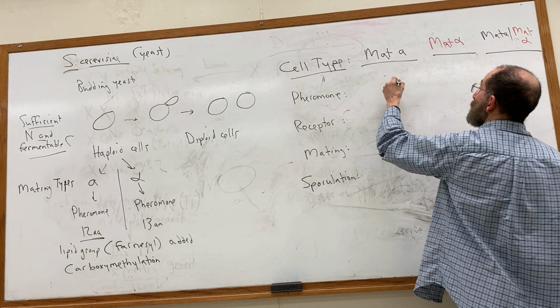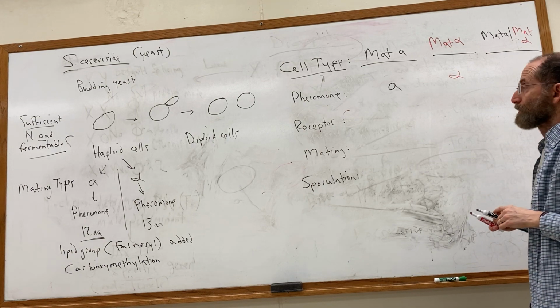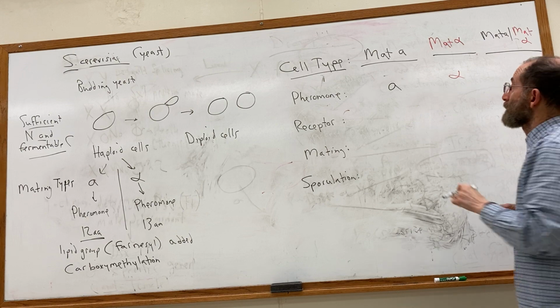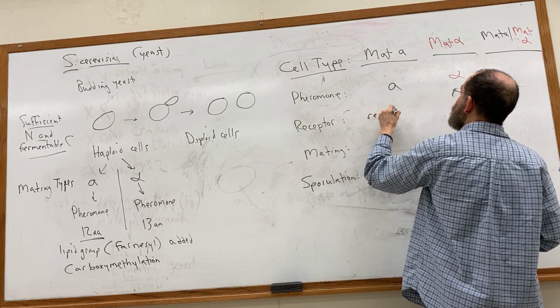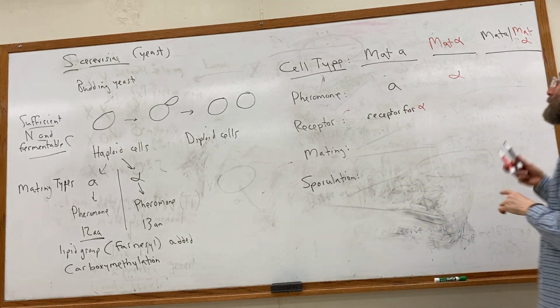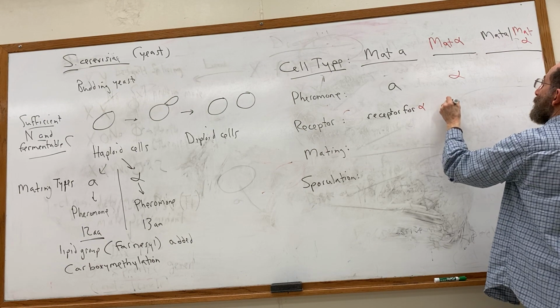So these guys make A pheromone. And what about the mat alpha? It also makes pheromone. And which type of pheromone would it be? The alpha pheromone. That's right. And what about receptor? So for the mat A, do they make a receptor? Yes, and it would be the receptor for alpha. That's right. And what about the mat alpha? Receptor for A. Right.